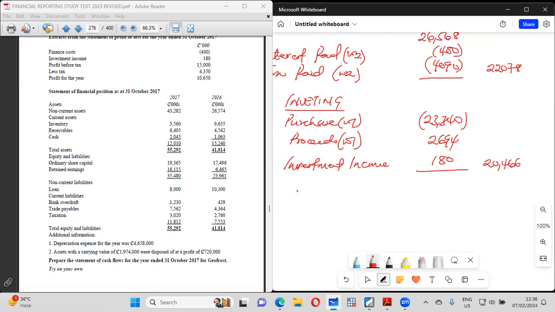All right. Then lastly, we are financing, right? So good news for us. We've kind of exhausted all the figures here. We've done taxation, we've touched trade receivables. We are just left with these aspects. So what happened? It increased. So proceeds from equity capital. You see, proceeds from equity capital has increased. So we have 19,365 minus 17,496.